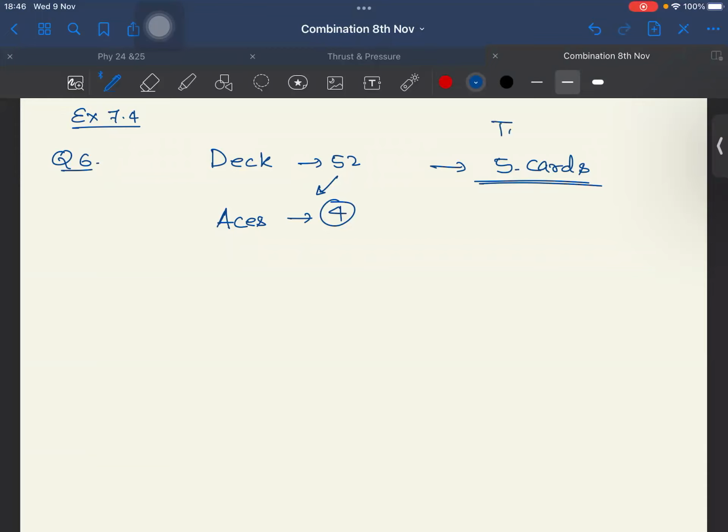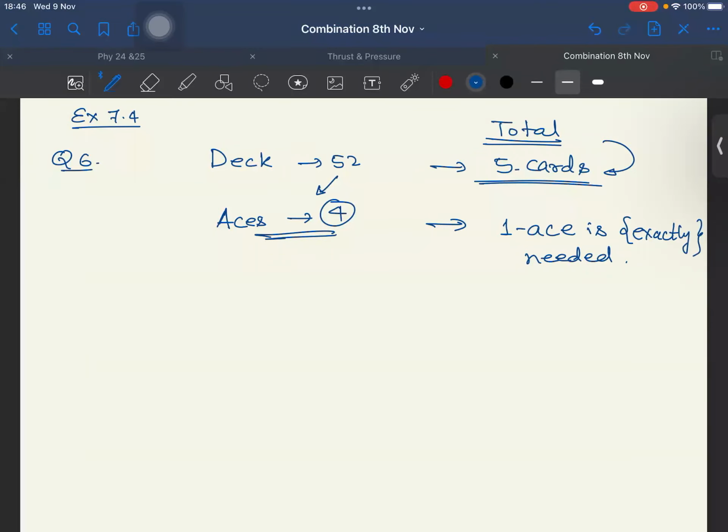You have to select a total of 5 cards. There are total 4 aces, but you need exactly one ace, not more, not less. So how many combinations are possible? Out of 4 aces, you have to select one ace. So in how many ways can you do that? That can be done in 4C1 ways, isn't it?